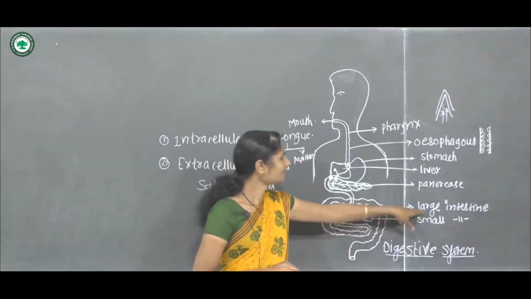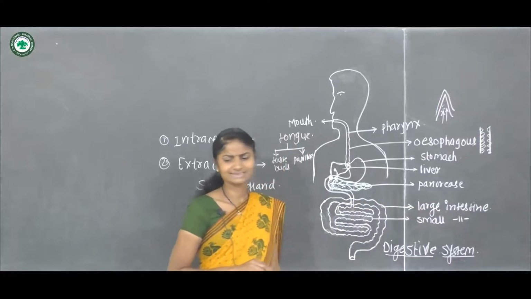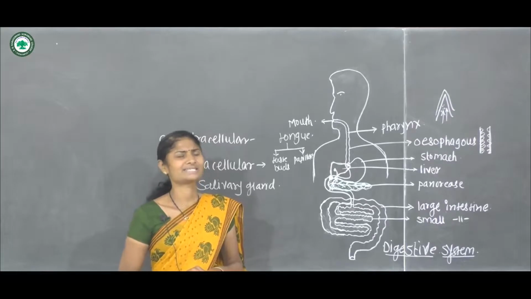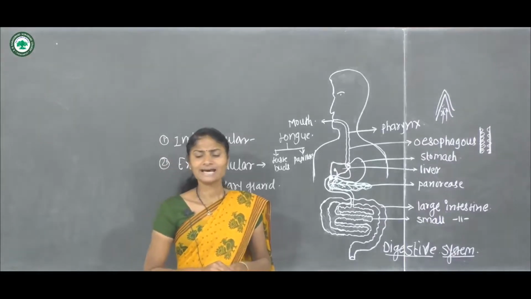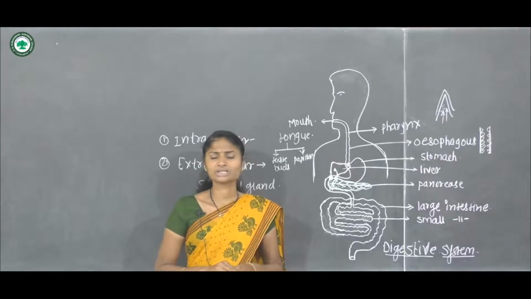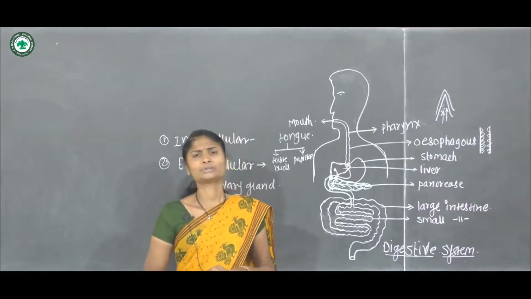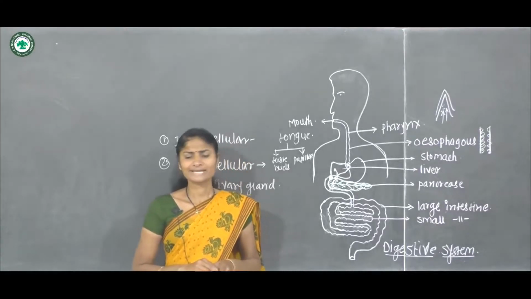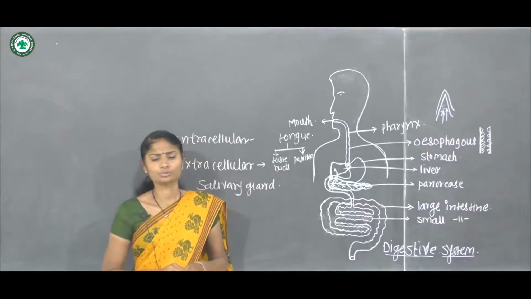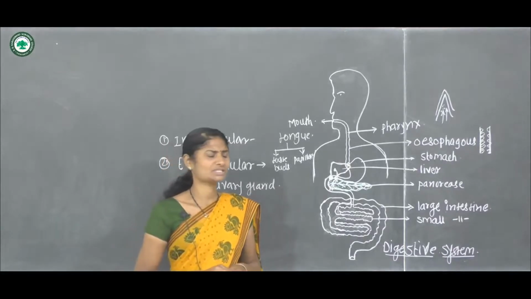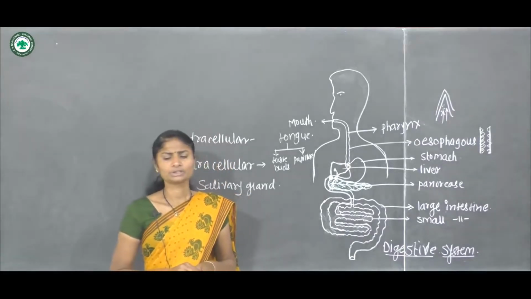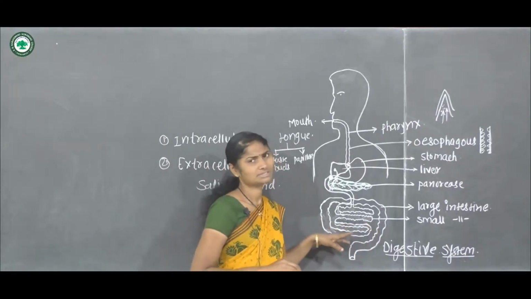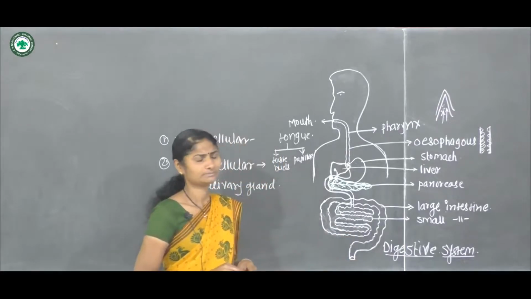Next part is the large intestine. The large intestine is a long, thick tube. It is located just inferior to the stomach. The large intestine absorbs water and contains many symbiotic bacteria that aid in breaking down waste to extract a small amount of nutrients. Feces in the large intestine exit the body through the anal canal.